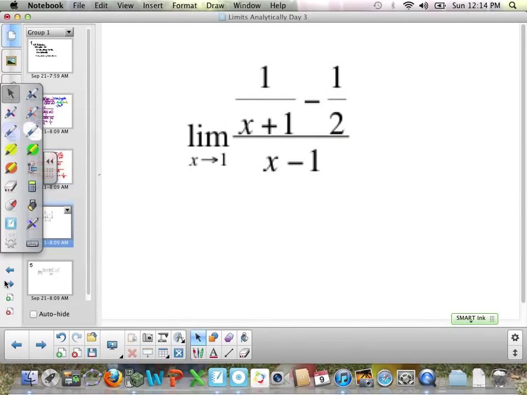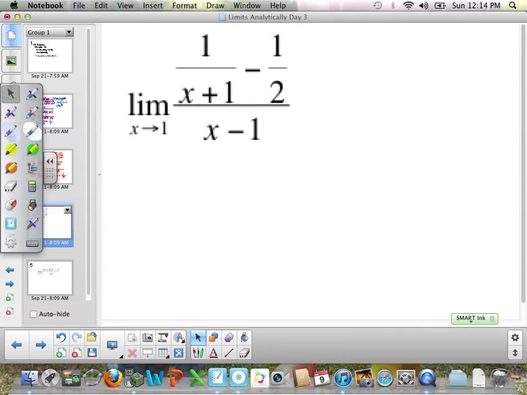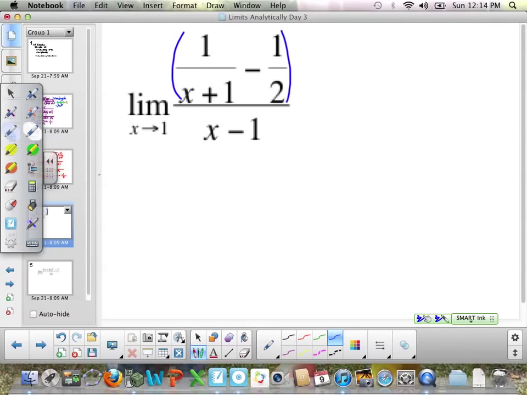Okay, this is not, obviously, a radical problem. We won't need to rationalize. Very similar to a problem we did yesterday, in that the fact that we'll need to simplify our fractions first. Okay? To do that, we multiply top and bottom by the lowest common denominator, which you just take both denominators.